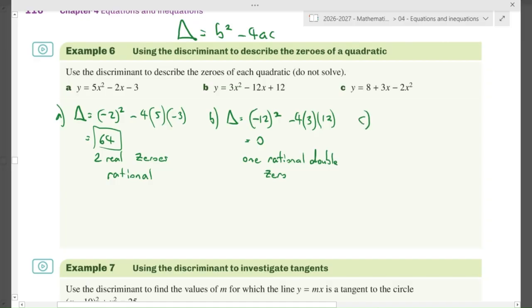Question C, discriminant: 3 squared minus 4 times 8 times minus 2 will actually give us 73. So that once again is positive, which means it is real, but 73 is not a square number.